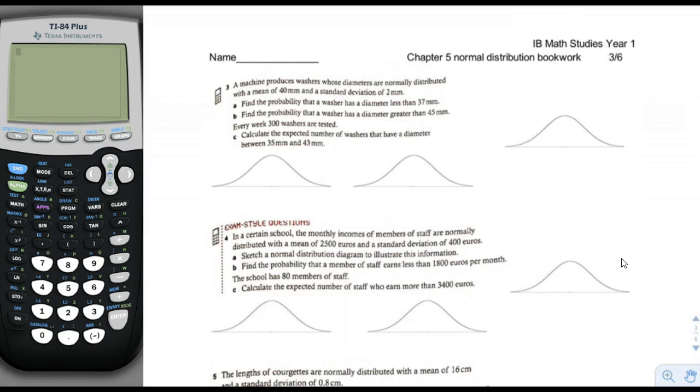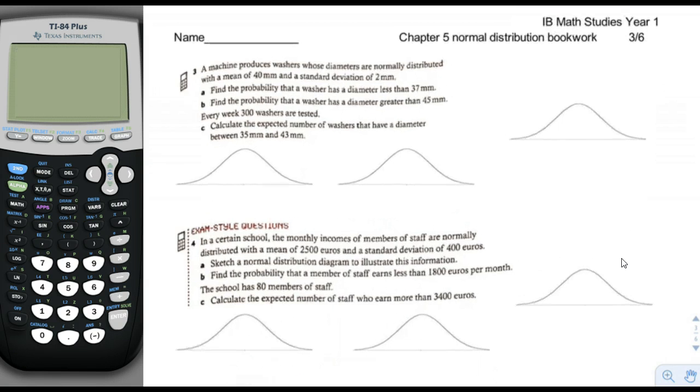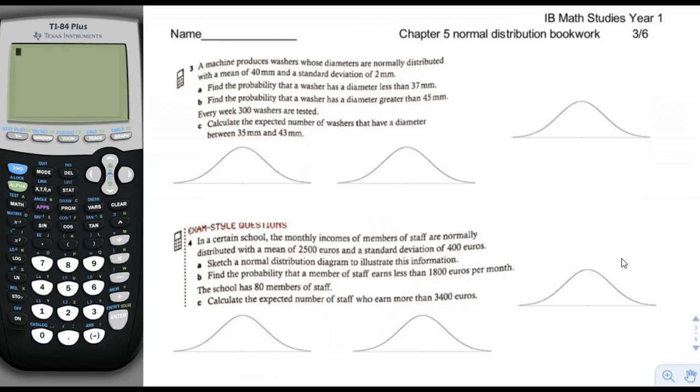Okay, let's do page 3 of normal distribution. A machine produces washers whose diameters are normally distributed with a mean of 40 millimeters and a standard deviation of 2 millimeters. Find the probability that a washer has a diameter less than 37. I think it's always helpful to draw a picture of the normal distribution, marking the mean and the standard deviation.